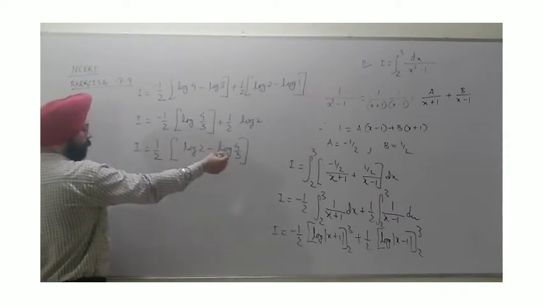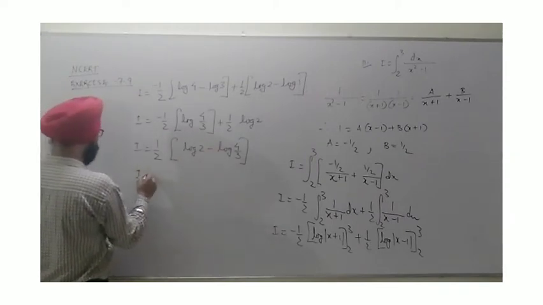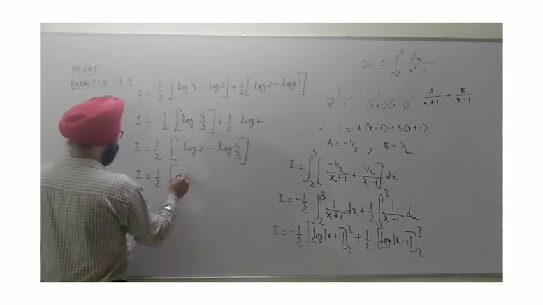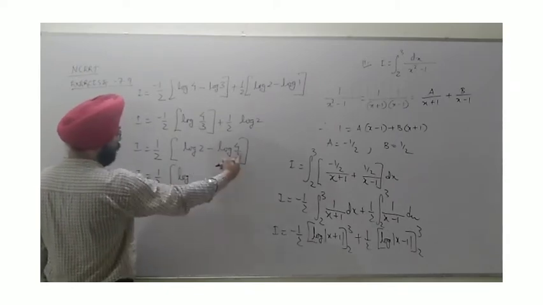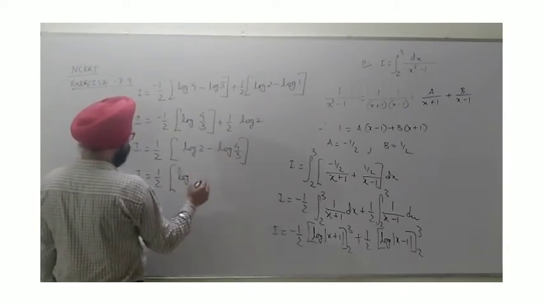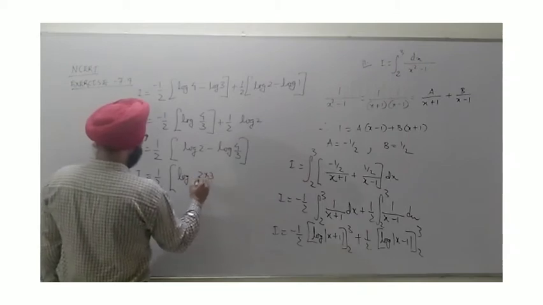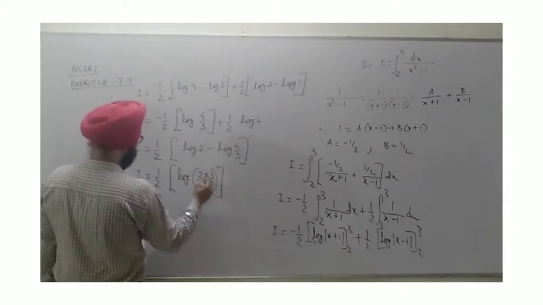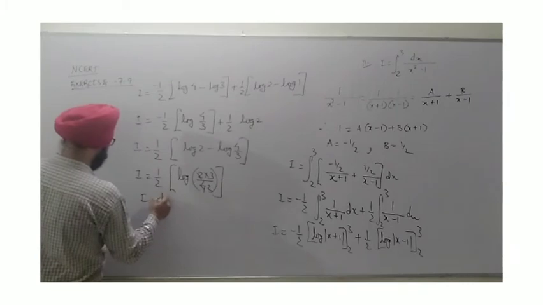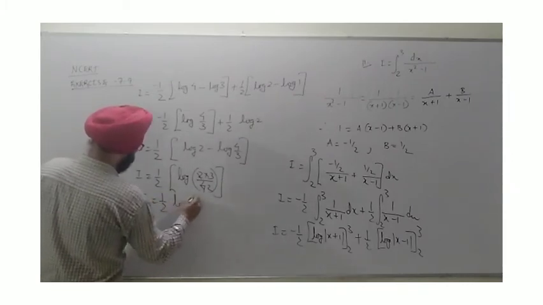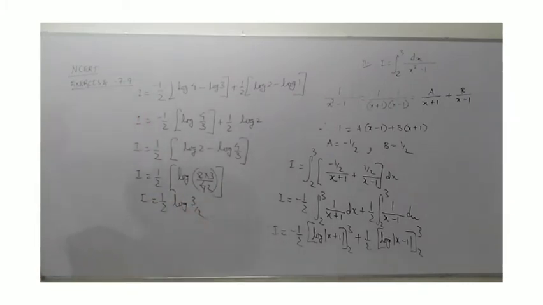And again by applying the properties of log, we can say this is 1 upon 2 log of 2 divided by 4 by 3, or we can say 2 into 3 by 4, which gives us the final answer as half log of 3 by 2.